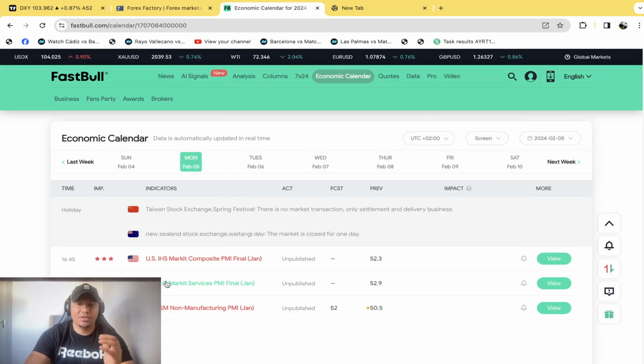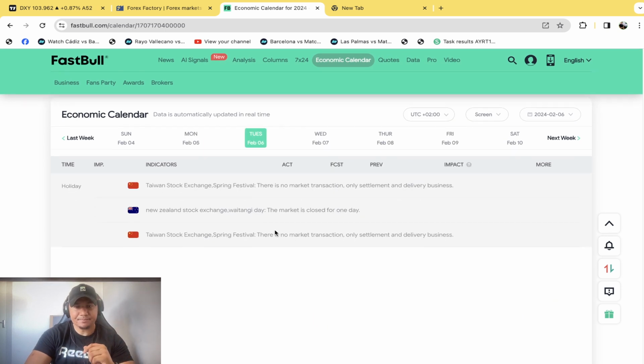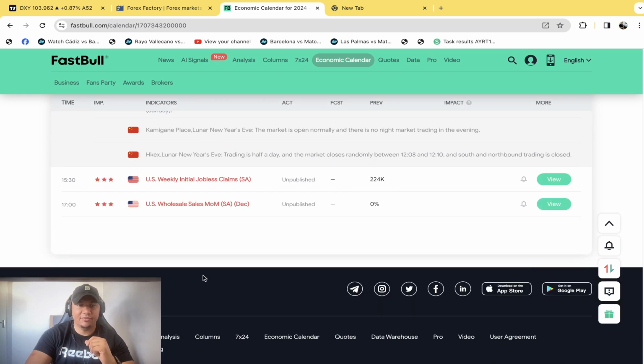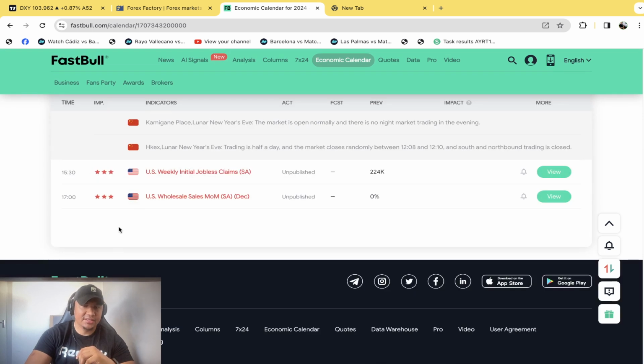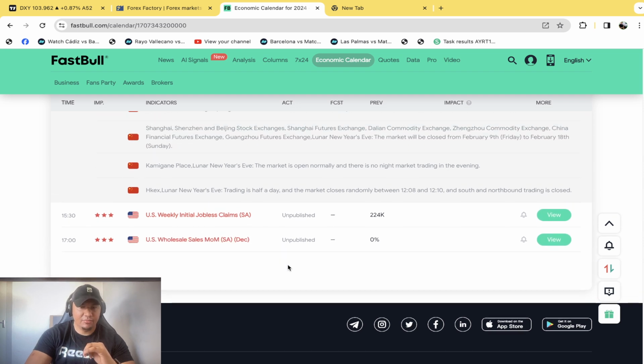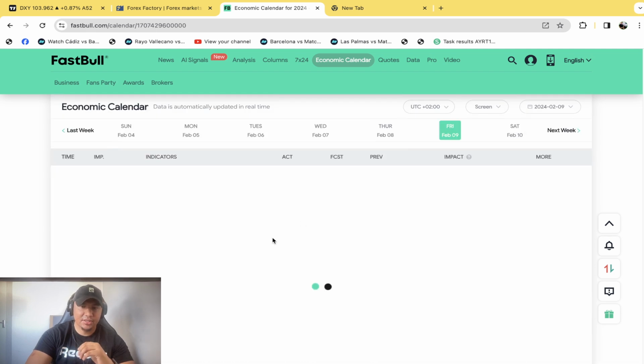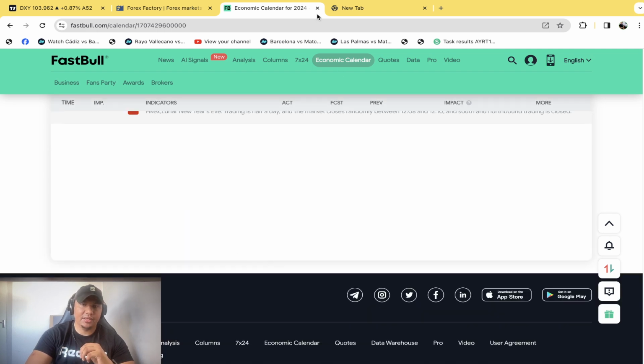Now, next week we do have more high impact news. We've got the PMI on Monday, and then on Tuesday we've got nothing. Wednesday we've got the US trade balance, and then on Thursday we've got the jobless claims and the wholesale sales month over month. I'm just confused with the layout here. And then on Friday, we don't have anything as well.